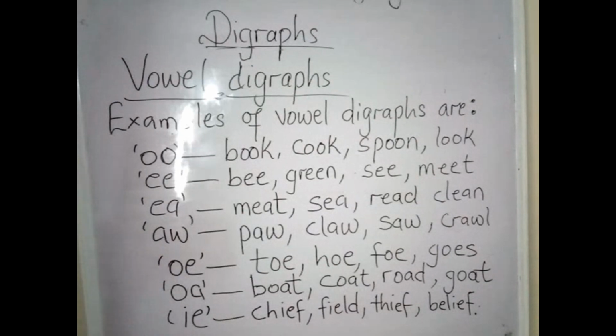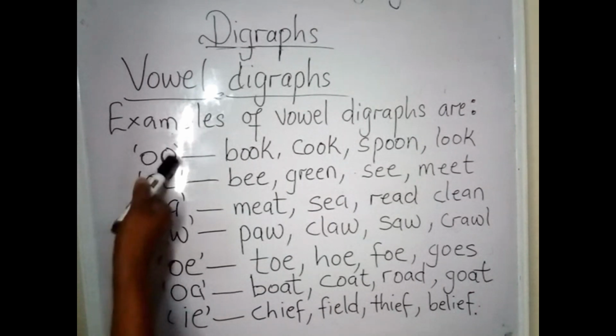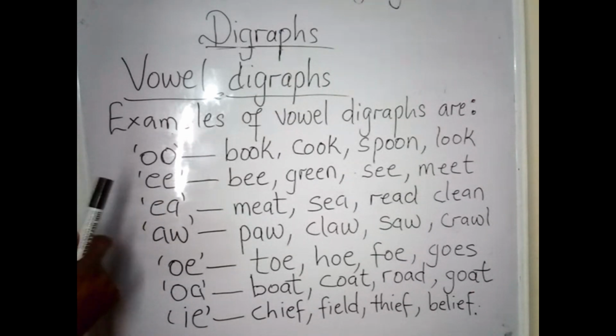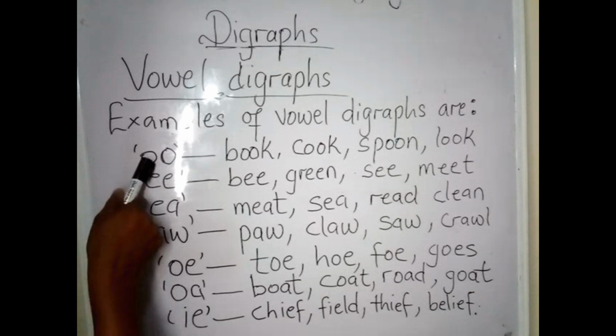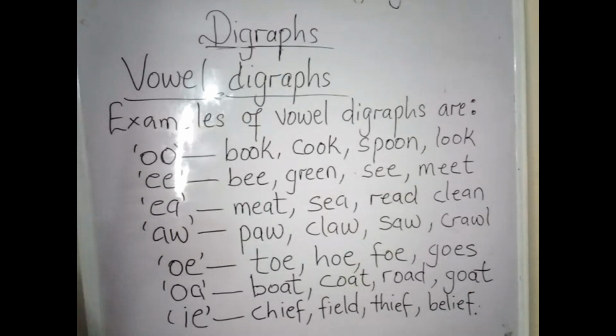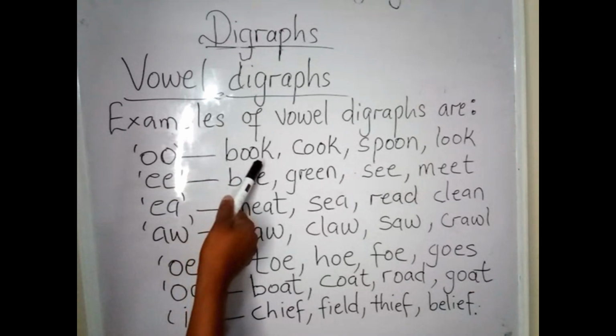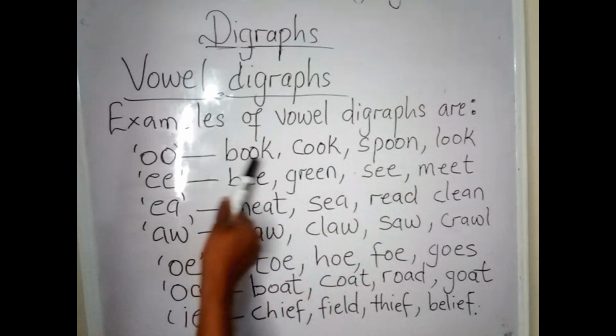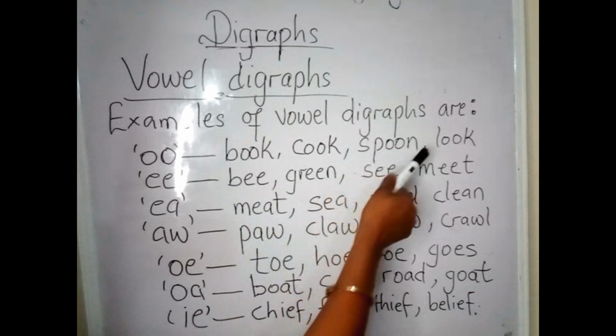So here we're going to look at some examples of vowel digraphs. You have letter O, double O. Ordinarily, the letter O makes the sound O, but when two of them combine, they form the sound O, like the sound of letter U, but not really letter U sound. No, they form O, close to the U sound. So examples are book, cook, spoon, look. Book, cook, spoon, look.